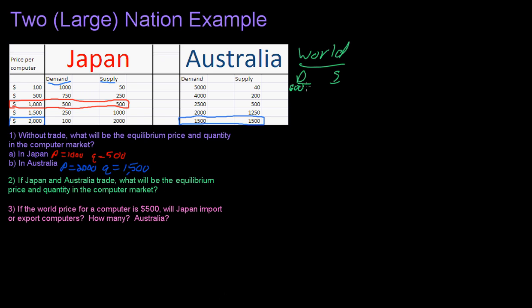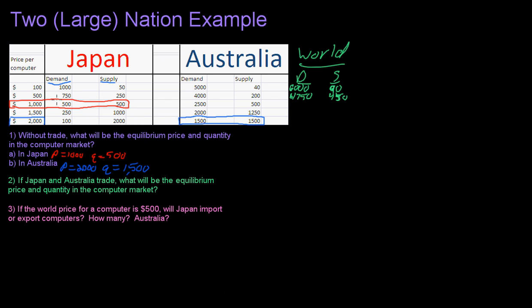And the entire world is willing to supply 50 plus 40, which is 90. So that's obviously not an equilibrium for the world. Now if we go down the next line, we get 750 plus 4,000, which is 4,750. And 250 plus 200, the entire world is willing to supply only 450 computers at a price of 500.